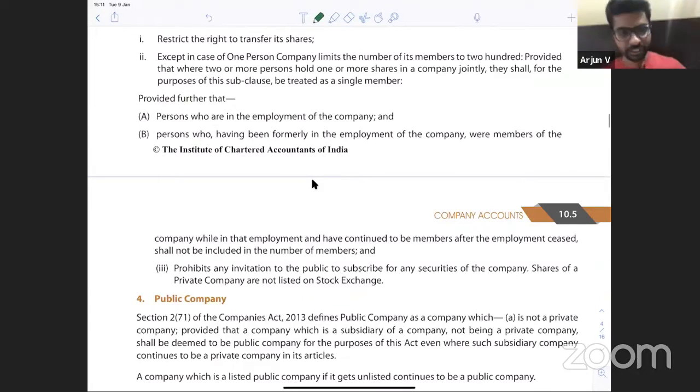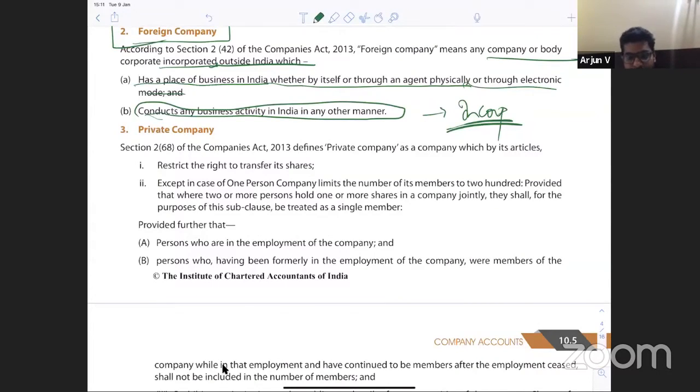Now the next part of the definition, which is a little important for me, because we will be dealing with foreign companies. Yes, they have certain provisions of the Companies Act which they have to follow. Why? Because they're doing their operations in India.